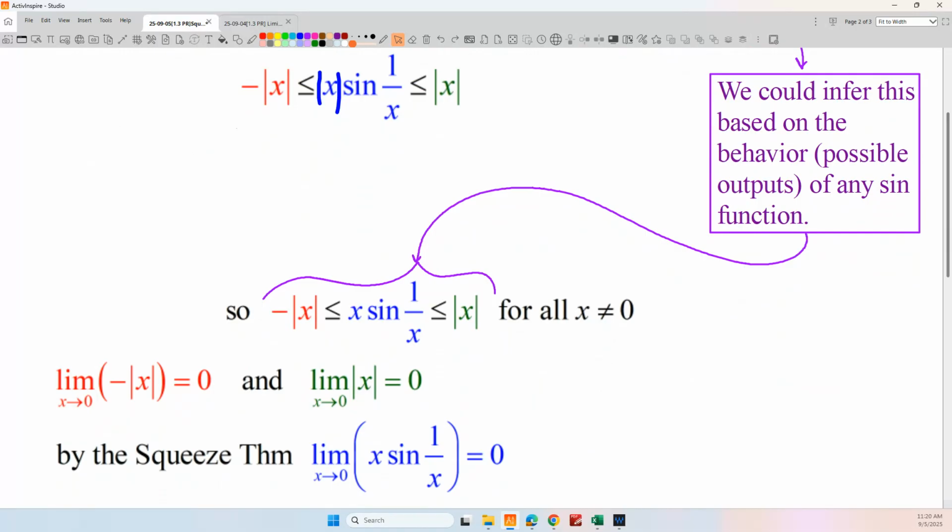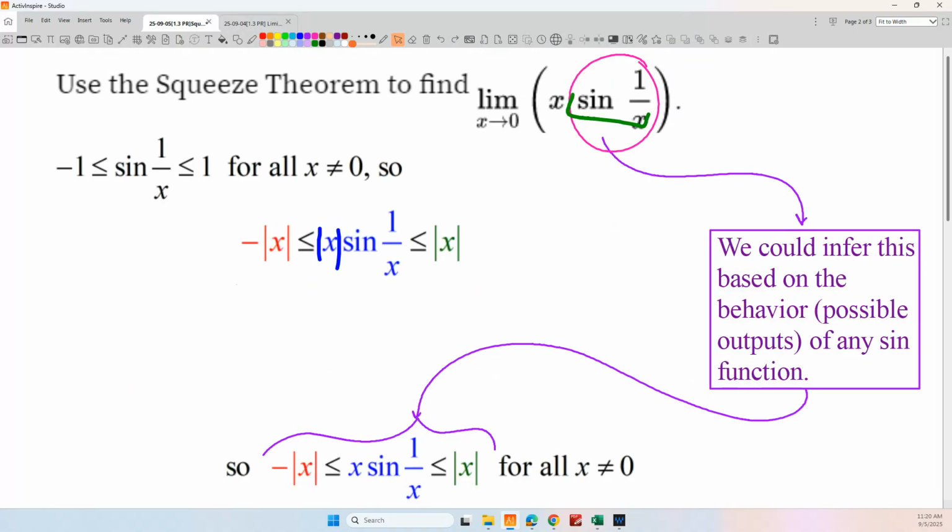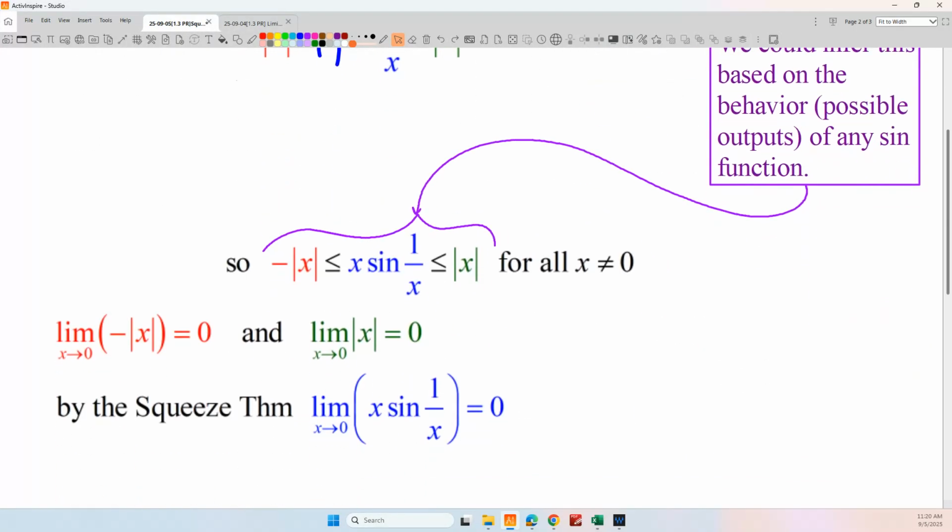Because if we know that the sine of 1 over x is going to oscillate between negative 1 and 1, then we knew that the behavior of this function would have to oscillate between the minimum value, negative absolute value of x, and the maximum value, positive absolute value of x, right?